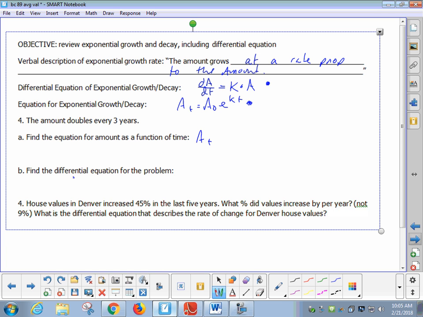So I'm going this way. Do I know the initial amount in here? Not really. Can I extrapolate from what they give me to the k? What's the k? If the amount doubles every 3 years, then it's a 1 to 2 proportion, so k is natural log of 2 over 3. Okay?